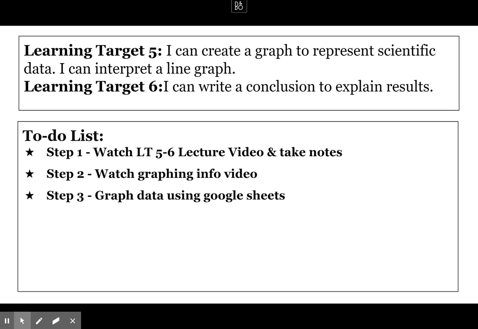So, your to do list for today. Step 1 is to watch this video and take notes. Step 2 and 3 are combined just like on Friday. So you're going to be watching a graphing information video made by Miss Loso. And at the same time, you are going to go back and access your data table from your science folder. And you're going to use that data table from those Google Sheets to create a graph. So Miss Loso will take you through it step by step. So make sure that you're following along.